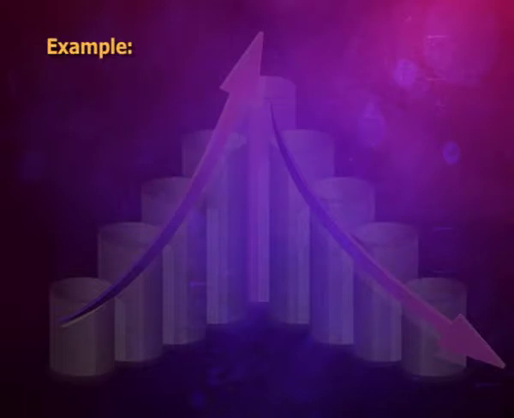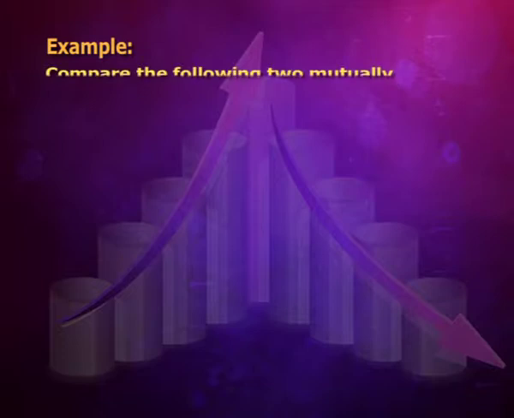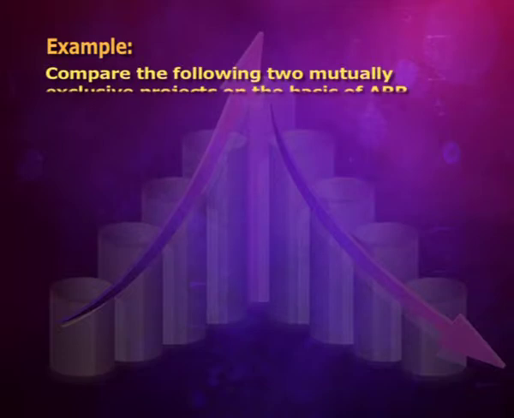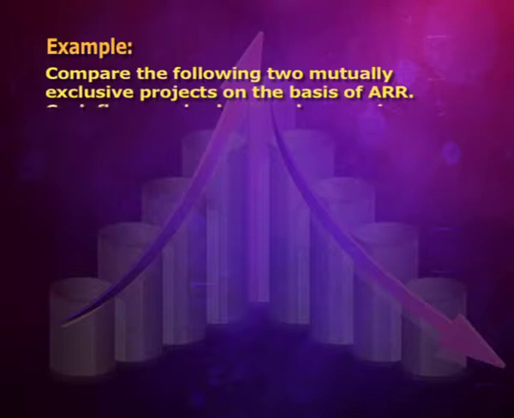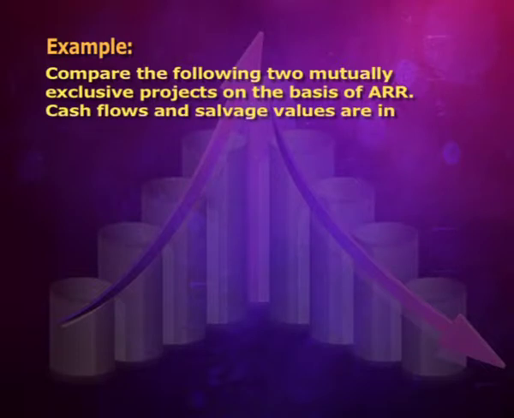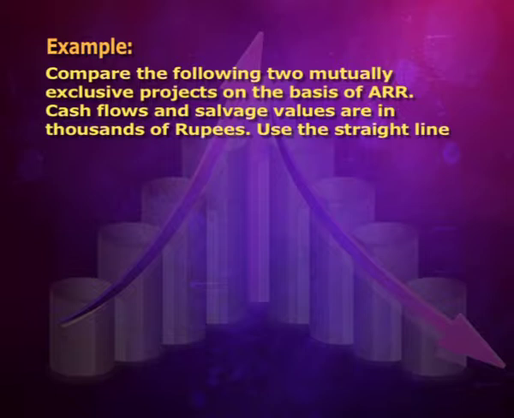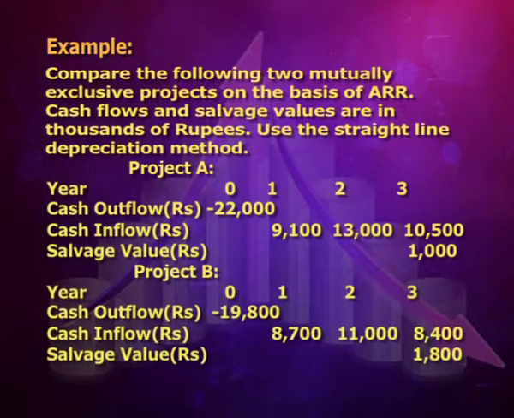Let's take one more example. Compare the following two mutually exclusive projects on the basis of ARR. Cash flows and salvage values are in thousands of rupees. Use the straight line depreciation method. From the details of project A and project B, we can see that cash outflow is given to be 22,000 and for B project it is 19,800. Cash inflows are given, salvage value is given.